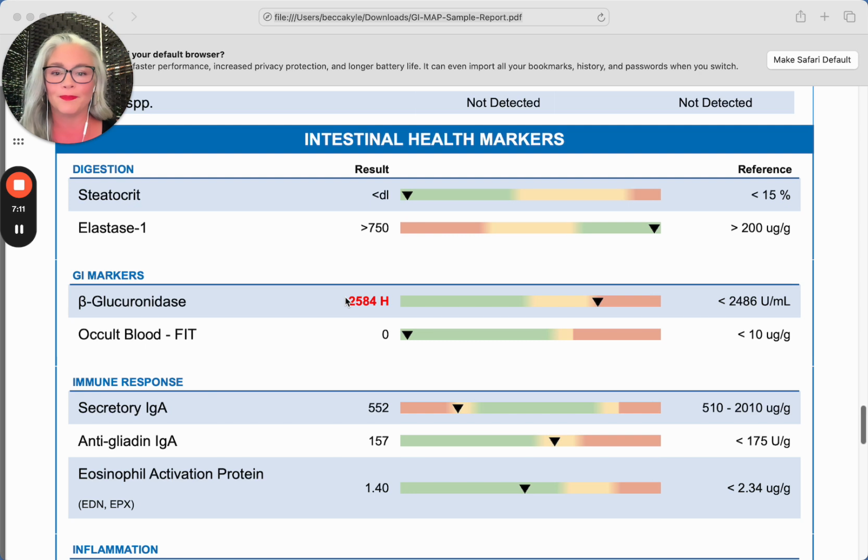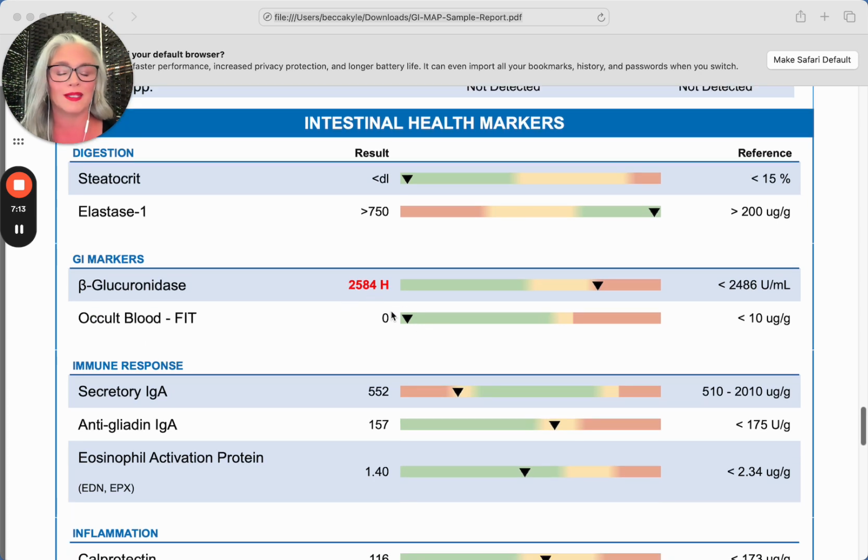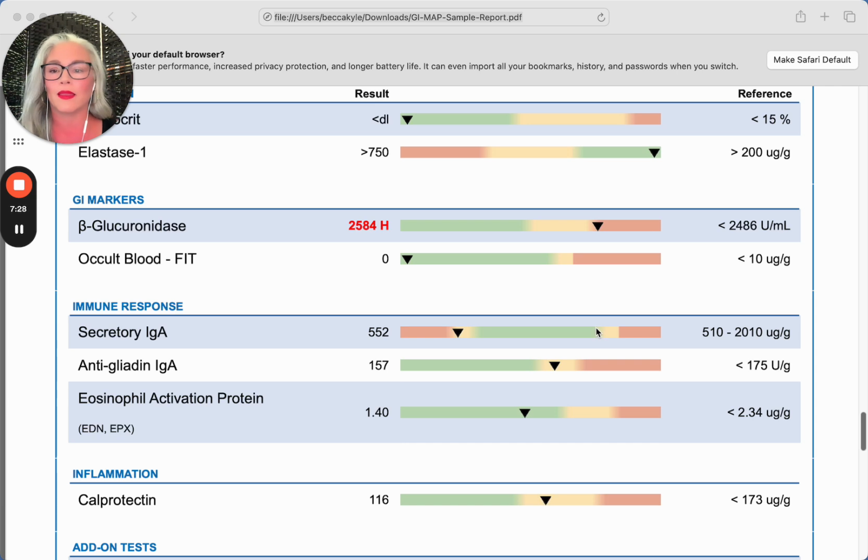It's really, really fun. This person doesn't have any occult blood. If this was over 10, that would basically indicate a need for a referral out, potentially for a colonoscopy. Oftentimes when there's blood in the stool, it's something benign, like a polyp or hemorrhoids. Sometimes it's more serious, so it's always best to get that checked out.